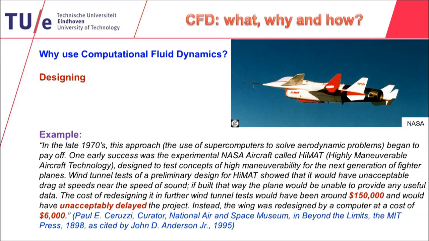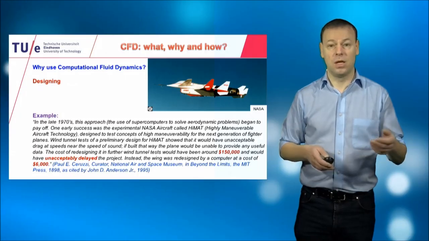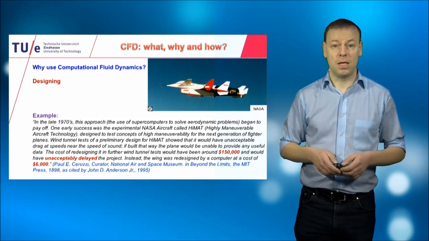Wind tunnel tests of a preliminary design for HIMAT showed that it would have unacceptable drag at speeds near the speed of sound. If built that way, the plane would be unable to provide any useful data. The cost of redesigning it in future wind tunnel tests would have been around $150,000 and would have unacceptably delayed the project. Instead, the wing was redesigned at a computer cost of only $6,000. This is a very nice indication of how CFD can make a difference when supported in the right way and when used in the right way to supplement experimental testing.